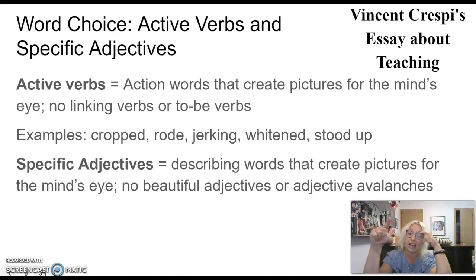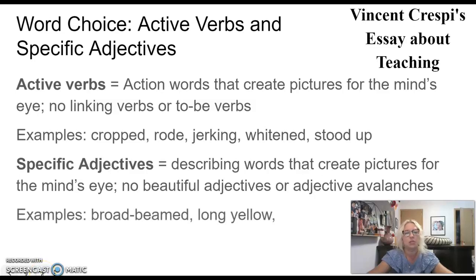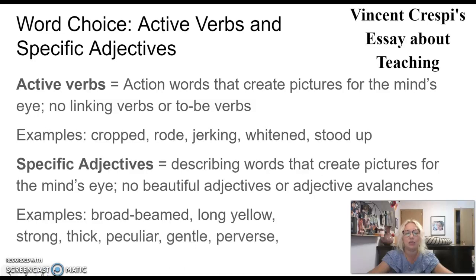And also avoid adjective avalanches. That's where you have one adjective, comma, another adjective, comma, another adjective, comma, another adjective. The hot, muggy, dark, ominous sky, you know. Just use one adjective that is especially specific. Here's some examples from the piece I'm about to read to you. Broad-beamed, long yellow, strong, thick, peculiar, gentle, perverse.